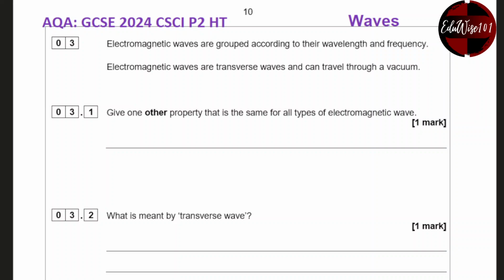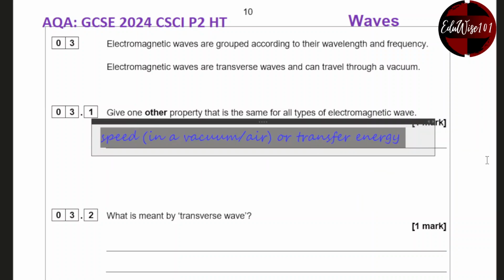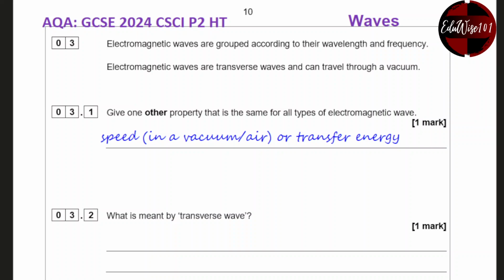Electromagnetic waves are grouped according to their wavelength and frequency. Electromagnetic waves are transverse waves and can travel through a vacuum. Give one other property that is the same for all types of electromagnetic waves. So electromagnetic waves have the same speed in a vacuum or in air, and they all transfer energy. Any one of those points will give you a mark.